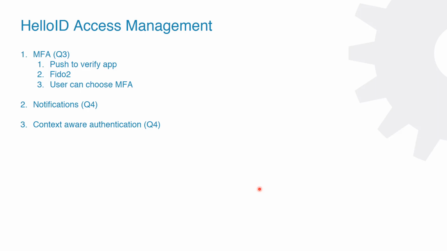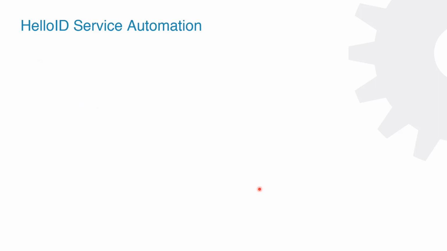So you could say that if somebody starts logging in on Wednesday, then you need to do step-up verification, perhaps selecting a multi-factor to identify and prove that you are that particular person. It can also be referred to as risk-based authentication. So that will be added in Q4, and of course we will add a lot of these type of features. So this is for access management. Service automation, the other module in HelloID.